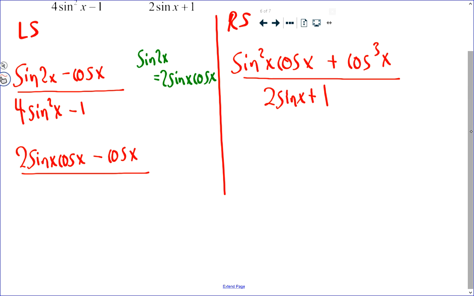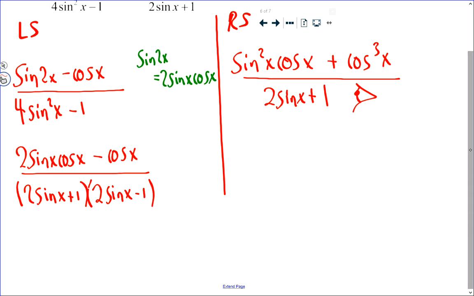Over here on the right-hand side, this is my eyeball, I notice there is a 2 sine x plus 1. And on the left-hand side, I notice there is a difference of squares. 4 sine squared x minus 1 factors into 2 sine x plus 1, 2 sine x minus 1. So I think that's something we should pursue. Let's continue to work with the left-hand side.